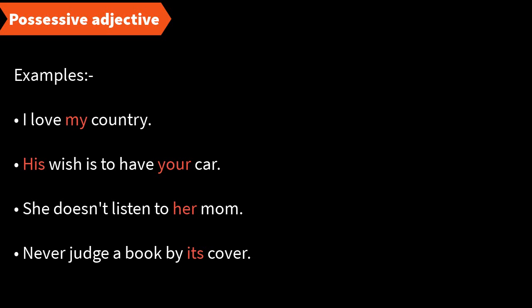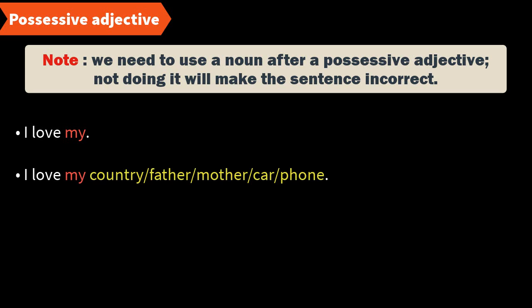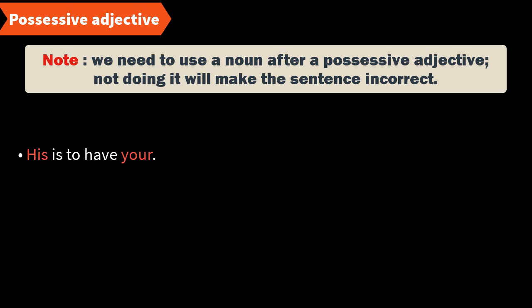It is always followed by a noun. Always use a noun after a possessive adjective. And if you don't do it, the sentence will look very, very stupid, and so will you. Let me show you an example. If I simply say, I love my, what do I mean? There is no meaning that this sentence gives. I love my what? Something has to be there. Somebody has to be there. I love my country. I love my father. I love my mother. A noun has to be there. What if I simply say his is to have your? It does not make any sense, right? The sentence looks crazy. All right. So you need to have a noun after a possessive adjective.